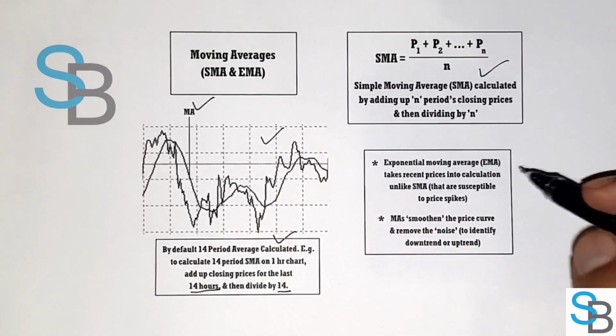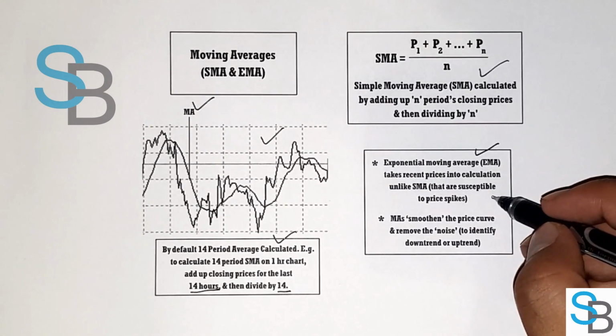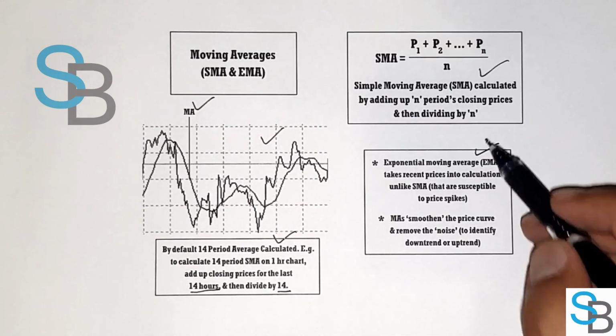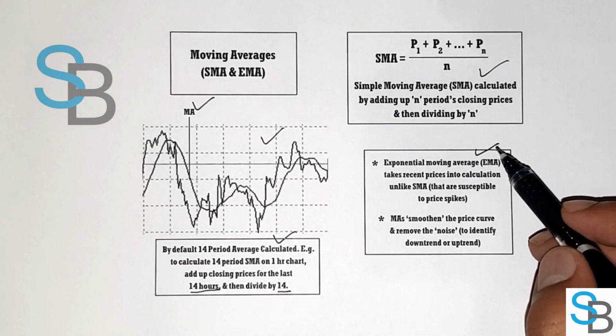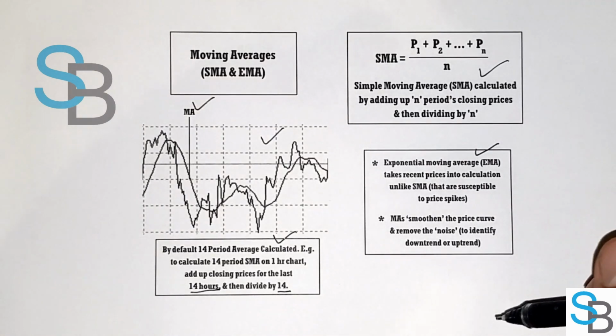The second type of MA, the exponential moving average, takes recent prices into calculation, unlike a simple moving average, which is susceptible to price spikes. So EMA is a more accurate version of SMA.